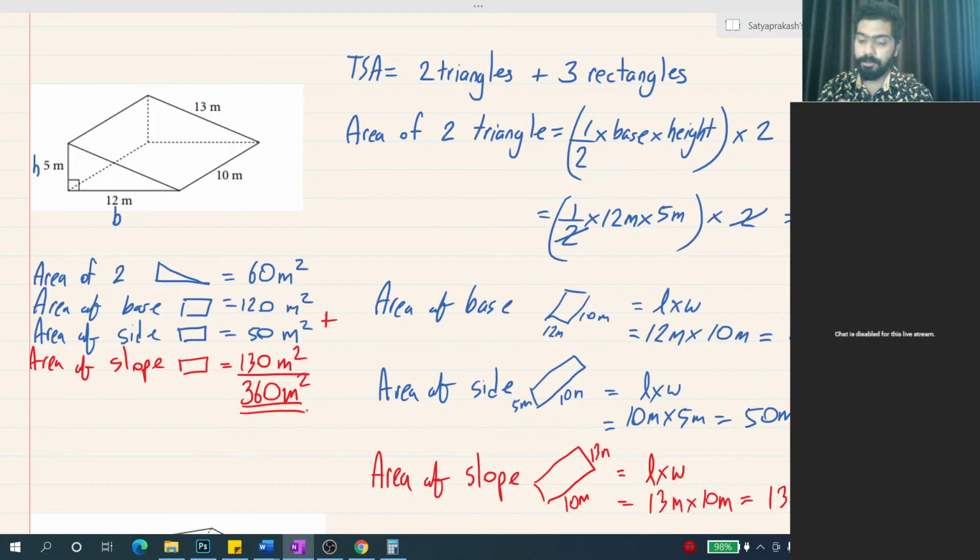So again, triangular prisms are pretty easy, right? This is the easy part of any 3D shapes. In order to find the area of it, all we have to do is find the area of all of its shapes and add it up. Once we do that, we have found the area of any 3D shape.